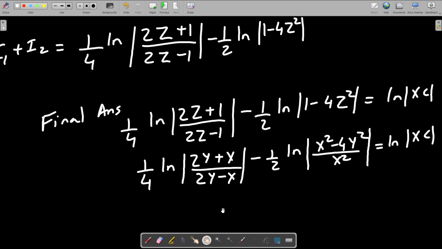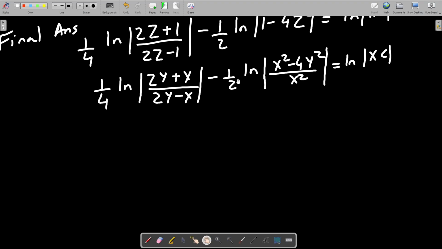We have to substitute one more time. By the way, this could have been simplified, but I'm not doing that simplification. This 1 by 4 outside should become a fourth root of this expression, and this should become square root of this expression. But it will not help us in any way in cutting out any term. Okay, so let's not do that.